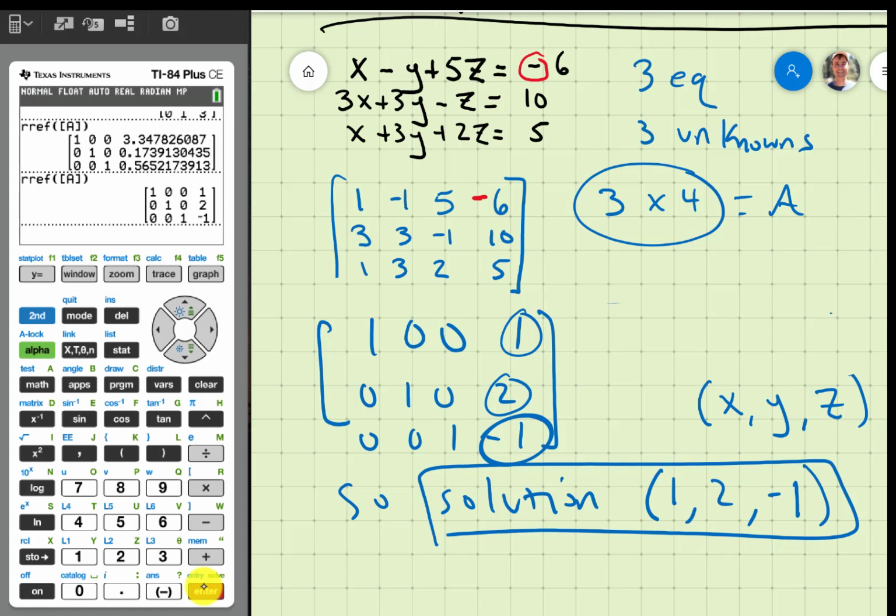But practice this. Make sure you can solve a system of 3 equations and 3 unknowns. Because honestly, this is where we're going to need the calculator. We don't really need the matrix too much for 2 by 2, but 3 by 3 definitely. So study hard. Good luck with that.